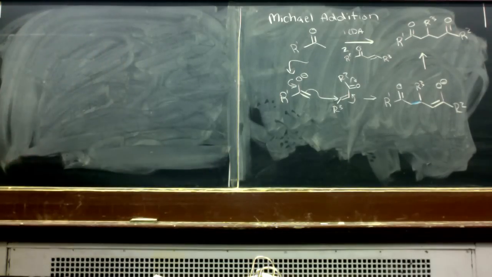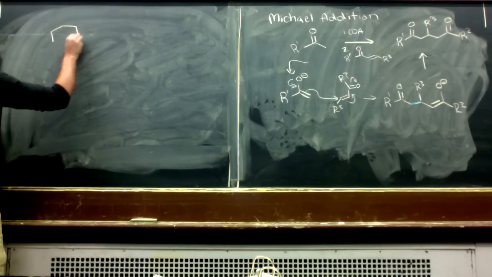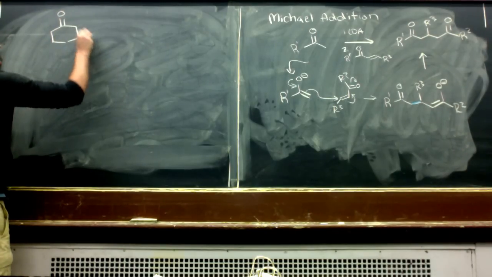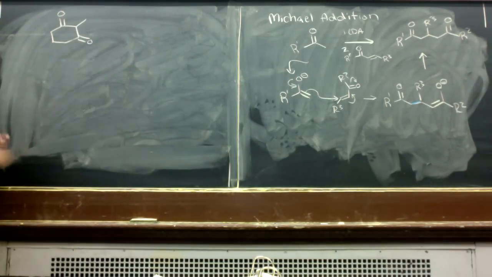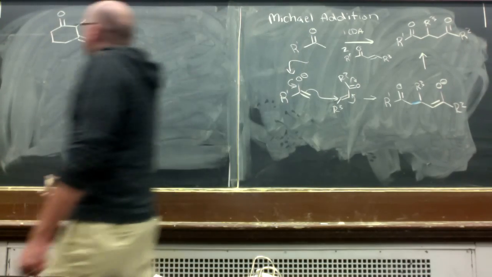And all that a Robinson annulation is, as you can see, it might look a little bit complicated when I draw it, but formally all a Robinson annulation is going to be is a Michael addition followed by an intramolecular aldol condensation, okay? And so I'll show a kind of famous example of it. This is one that I actually worked on when I was in graduate school, and it's the one that's often brought up a lot when you're talking about the Robinson annulation.